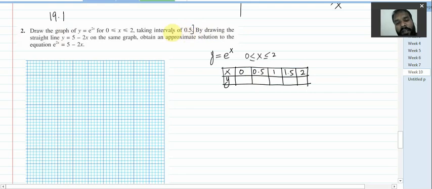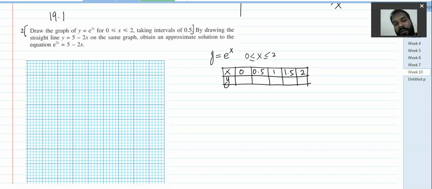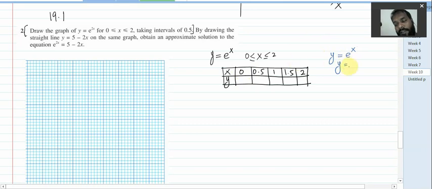Alright, I need to draw the graph of e to the power 2x on this grid, and firstly I need to find the values here: 0, 0.5, 1, 1.5, 2. So you have a time of 60 seconds. You have y equals e to the power x, right? For the first value, when x is 0, it's e to the power 0, and it will be equal to 1. So I got my first value, that is 1.